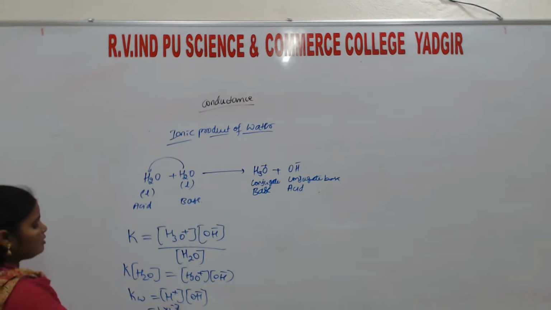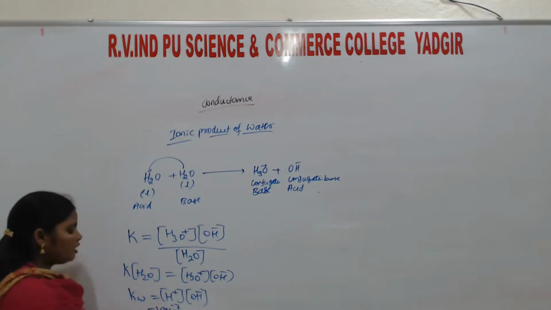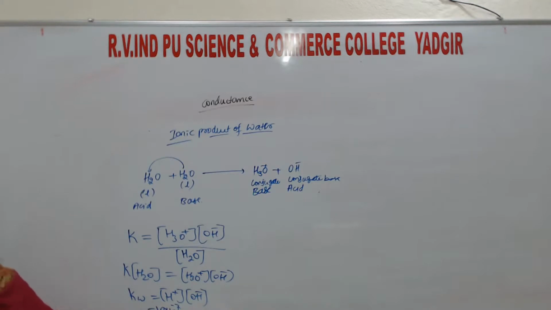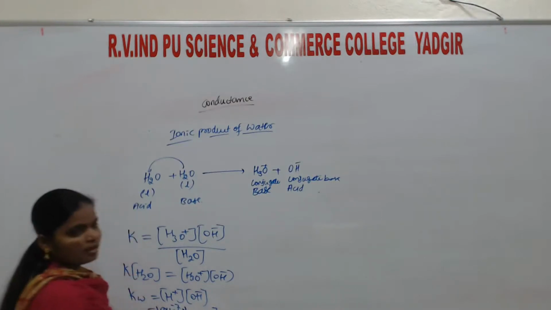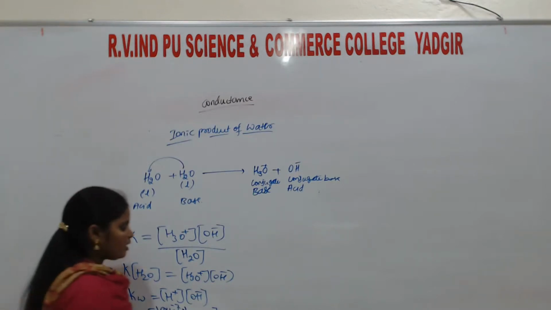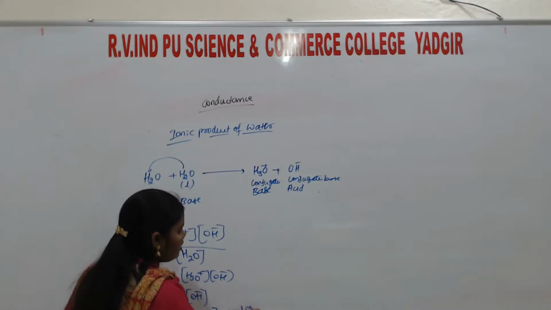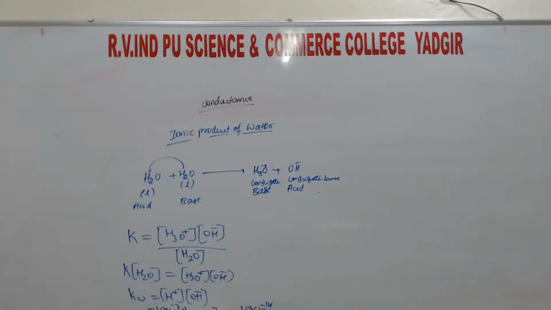Now we write 1.0 into 10 to the power of minus 7 into 1.0 into 10 to the power of minus 7. Here you get 1.0 into 10 to the power of minus 14. This is the ionic product of water, and it changes the concentration of the water.